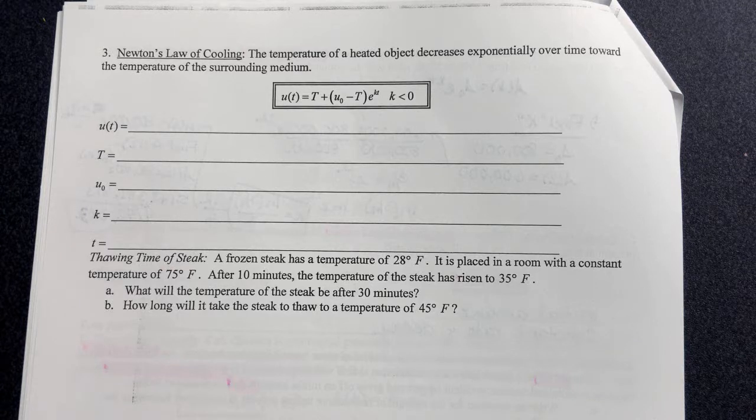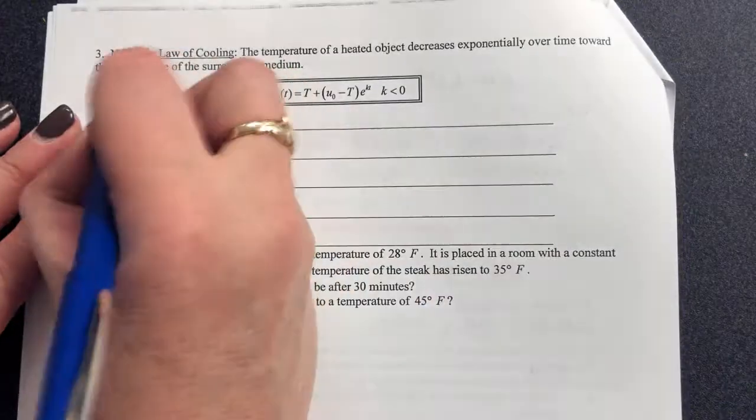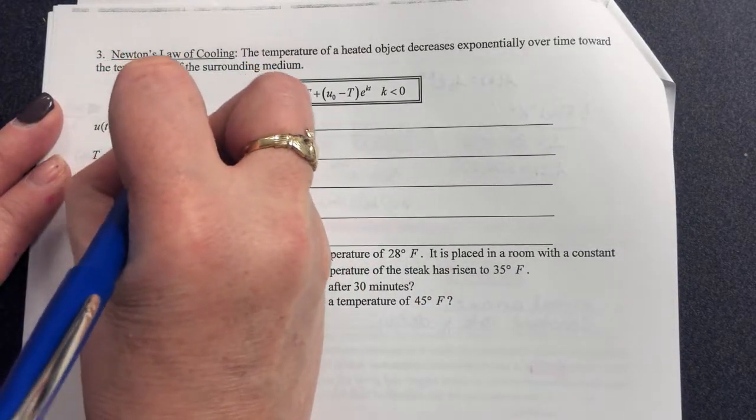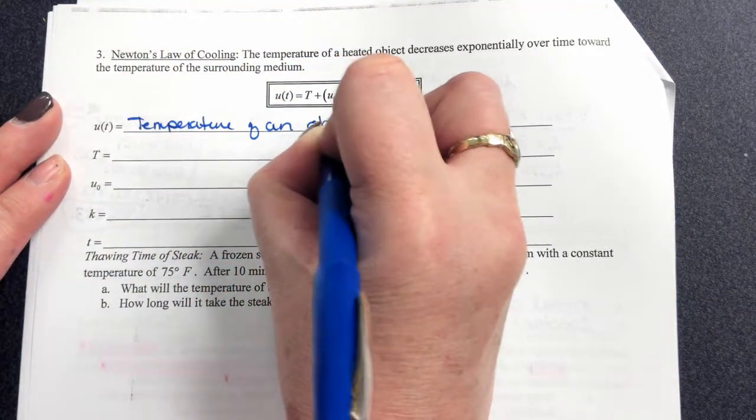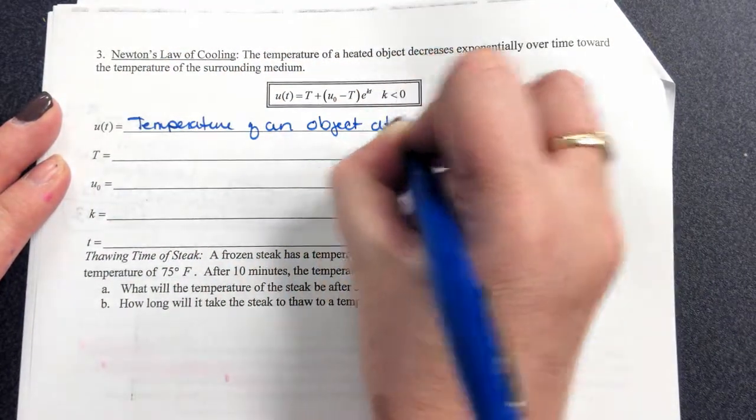You can take something out of the freezer and heat it up, or you can take something out of the oven and cool it down. It can be used either way. They call it Newton's law of cooling, but it can actually be used to heat the object up as well if it comes out of the freezer. U of T is your temperature of an object at time T.